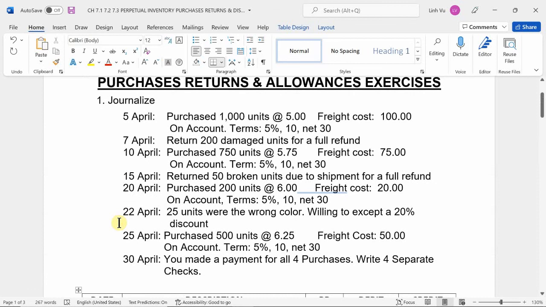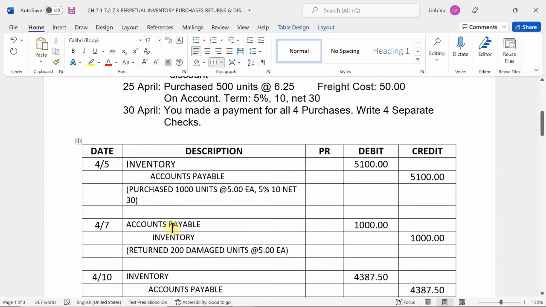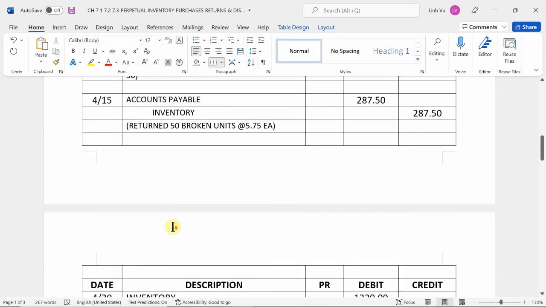My third purchase I made on April 20th. We purchased 200 units at $6 each with a freight costing $20. However, we ended up getting an allowance for 25 of those units, which were the wrong color, so we ended up getting a 20% discount back. So let's take a look at that transaction on April 20th.